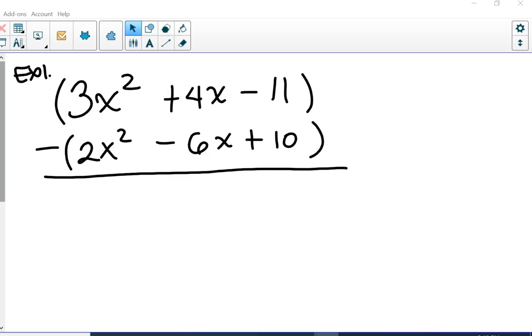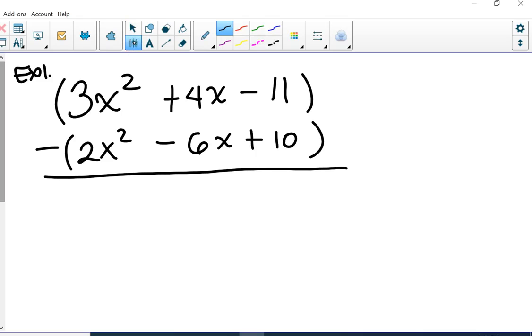Okay, so I'm going to do two examples of what you will see in the questions below so that you can do it on your own. Two more examples to watch on your own. So here I have 3x squared plus 4x minus 11 minus 2x squared minus 6x plus 10. So this I want to subtract vertically, and here's how you would subtract.